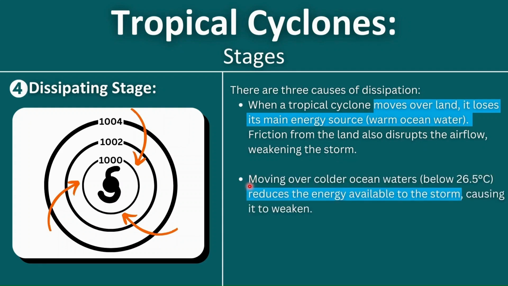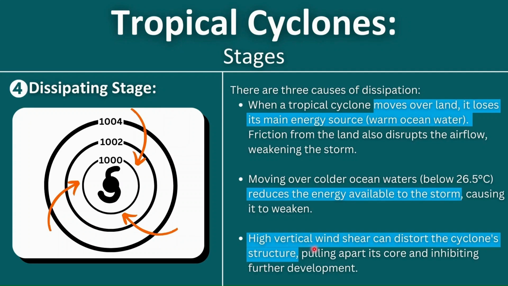The second cause of dissipation is moving over colder ocean waters, because remember, you have to have a minimum of 26.5 degrees. So once the ocean waters drop to below 26.5 degrees Celsius, it reduces the energy available to the storm, and this will cause it to weaken. Now, high vertical wind shear can distort the cyclone structure. This will pull apart its core and inhibit further development.